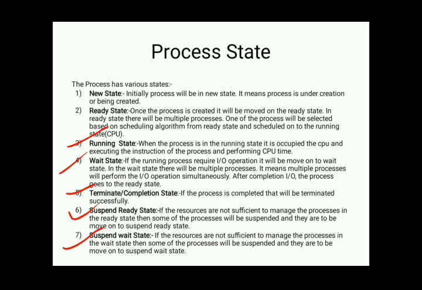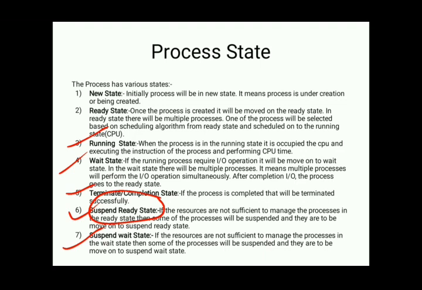Now understand the suspend ready state. For example, we have processes in the ready state, and there is no space available in the ready state. Now a process is coming from the new state, and there is no space available in the ready state. Now this is the problem. So in that case, we have to move that process into the suspend ready state to wait for some time, so that when there is space available in the ready state, the process that is in the suspend ready state is moved to the ready state. So this is the concept of the suspend ready state.